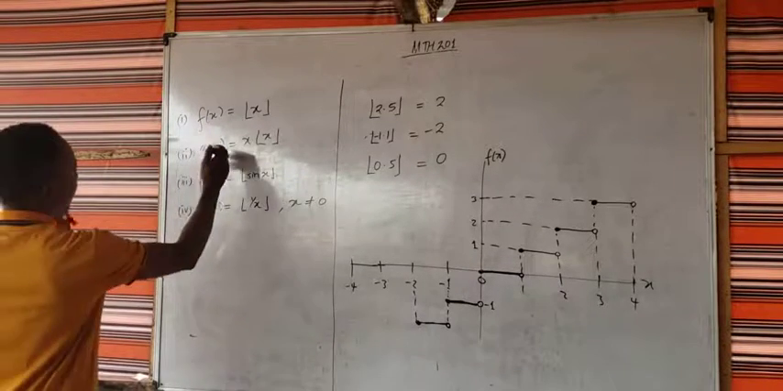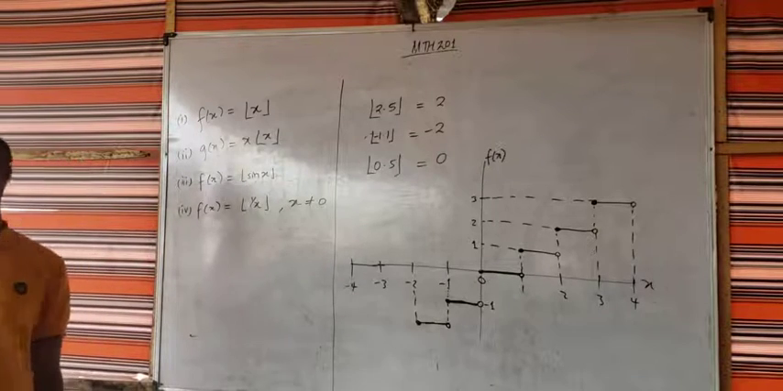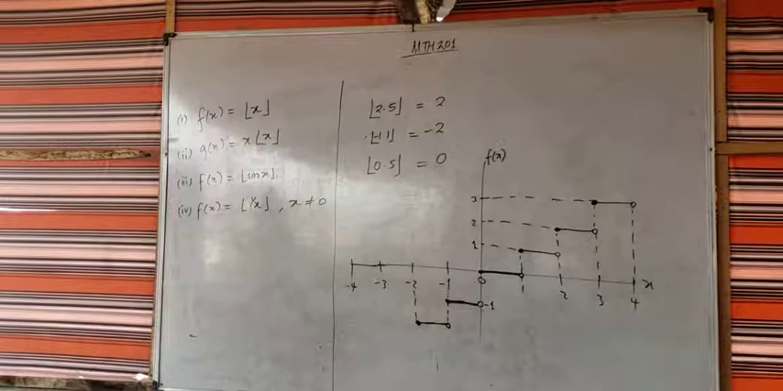So can you give this a try? The second one. Can you give it a try? I want you to give it a try, everybody. Try to draw a graph. I want to see a graph now.